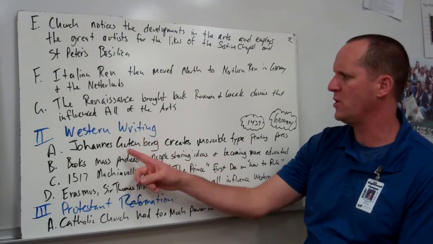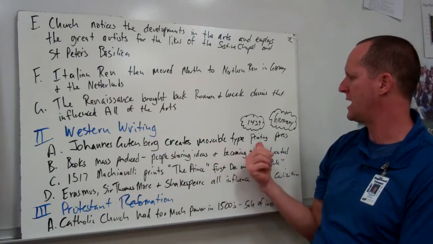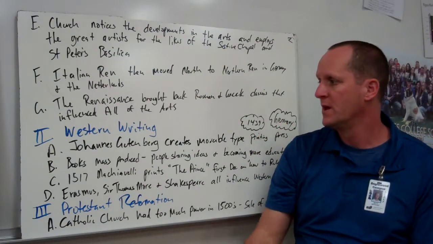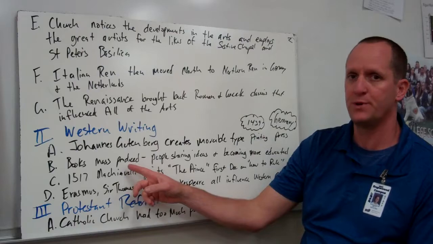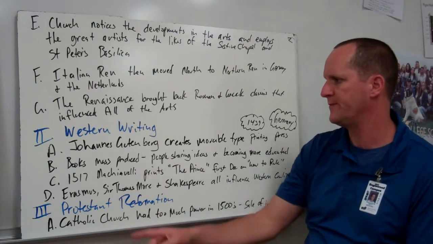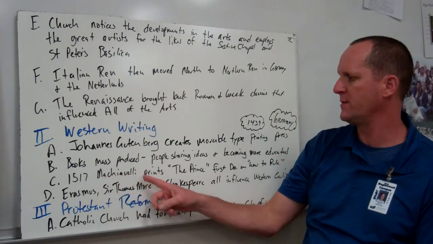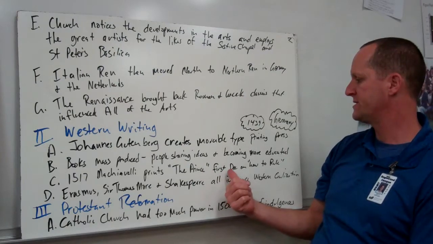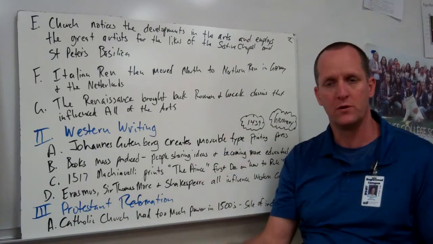Now, Western writing. Johann Gutenberg creates the movable type printing press, 1439. This was in Germany. Books are mass produced. People sharing ideas become much more educated. In 1517, Machiavelli prints The Prince. It's the first document on how to rule.